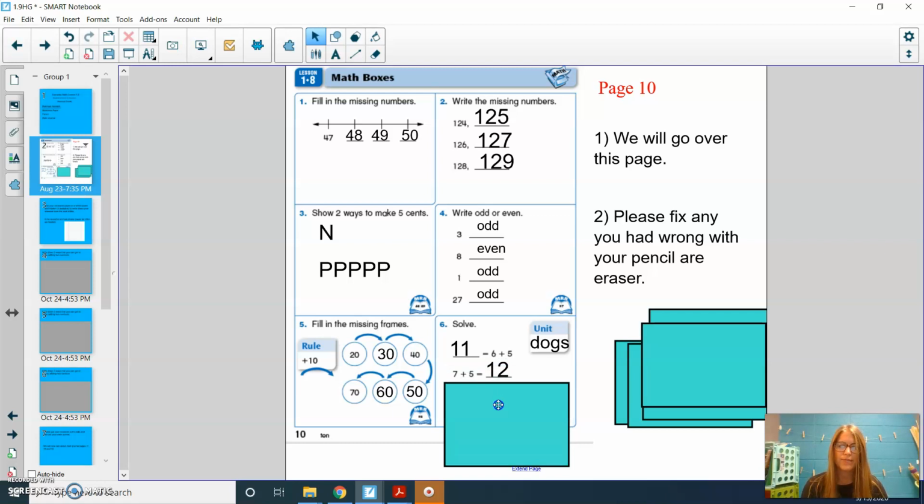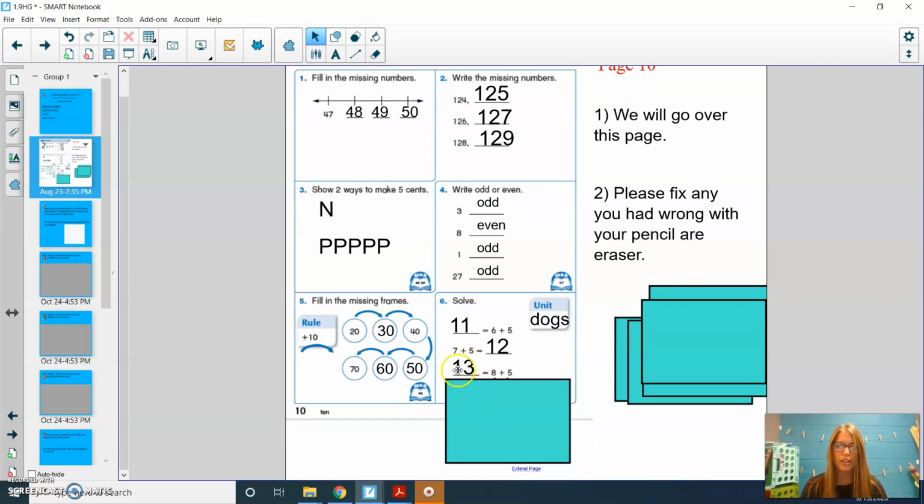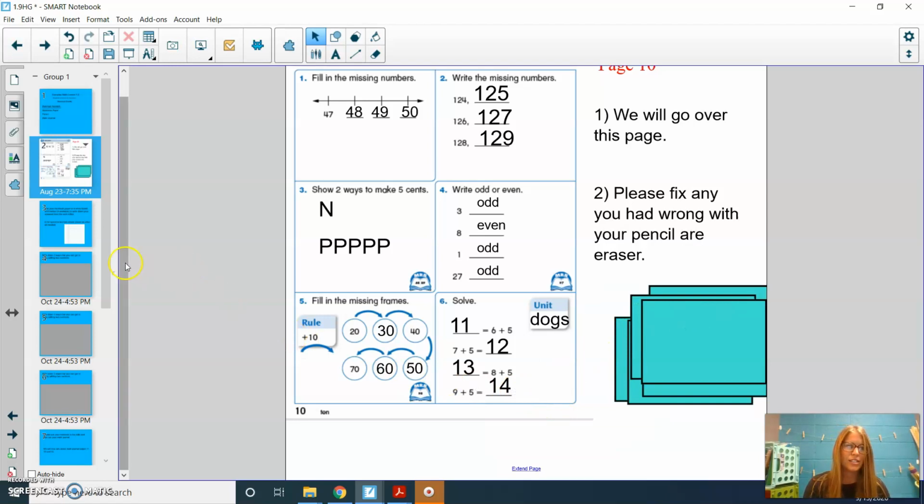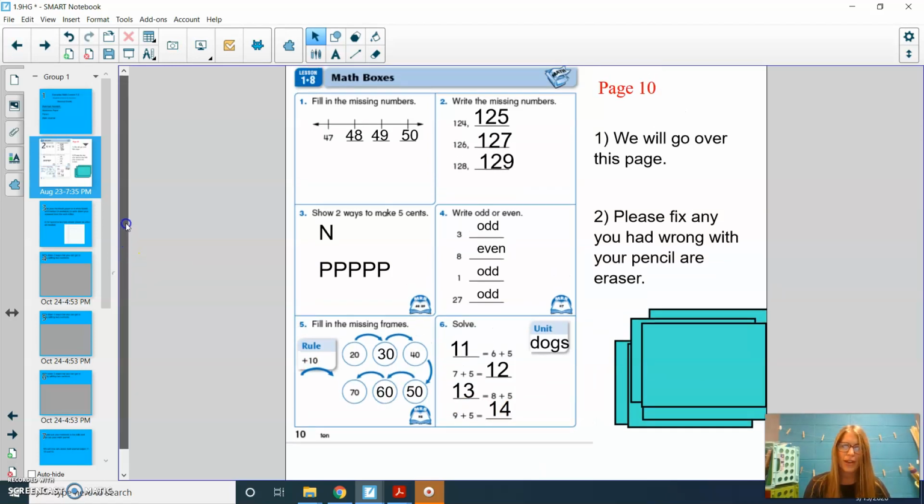If I have 7 plus 5, I know, well, 7 is just one more than 6. So 7 plus 5 would give me 12. 8 plus 5 would give me 13. And 9 plus 5 would be 14. So please double check to make sure that you have your page correct. And if you have any questions, you can ask your classroom teacher.